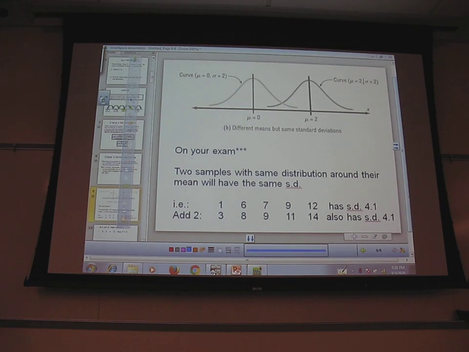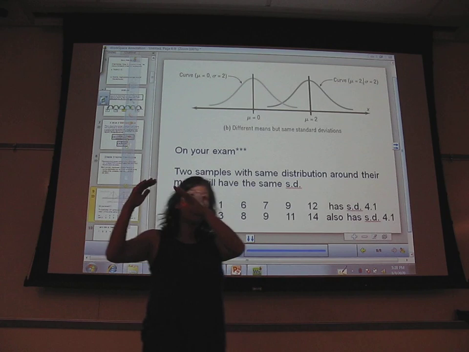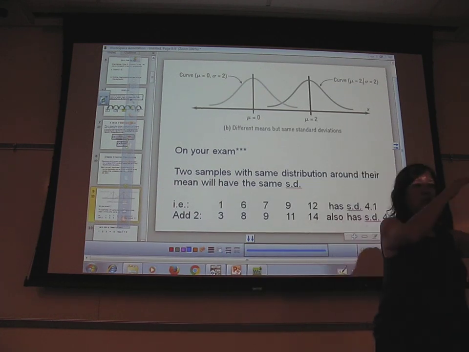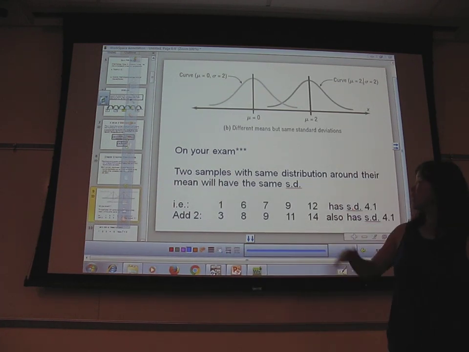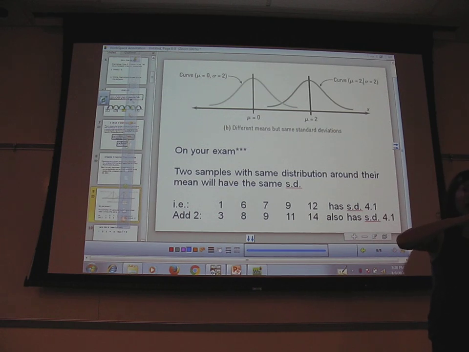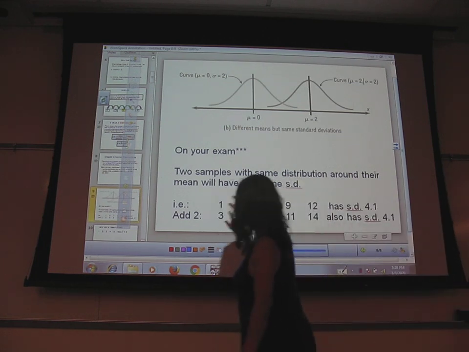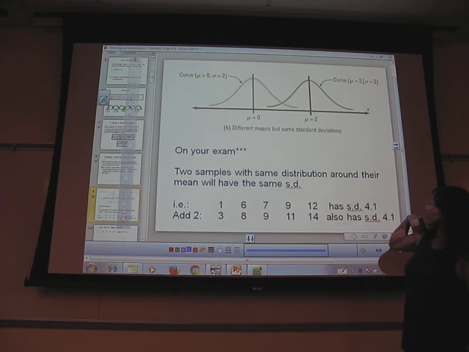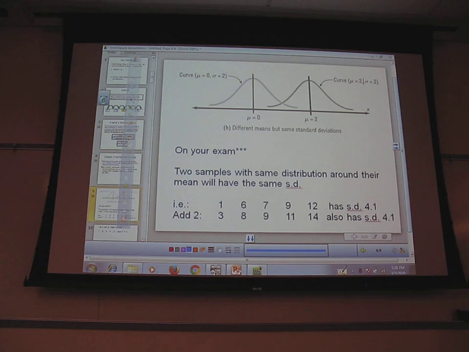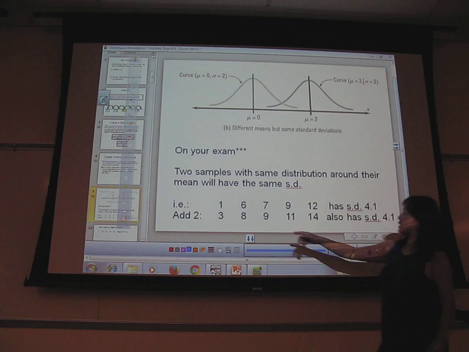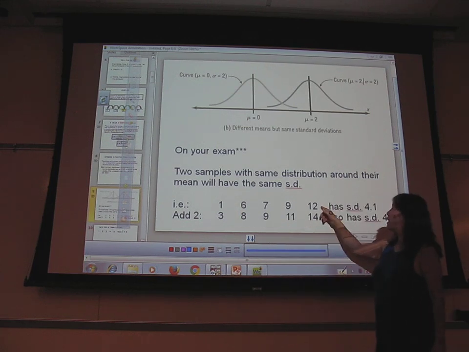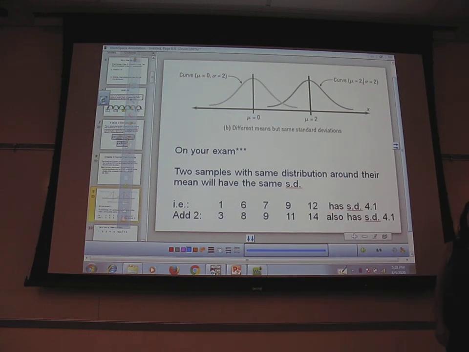Right, so the mean kind of says, where is it centered? Where is this kind of hill centered? And then the standard deviation says, is the hill a really wide, flat hill, or is it kind of scrunched up, tall hill, right? How spread out is it? Remember, if I take two samples that have the same distribution around their mean, they will have the same standard deviation. So here, see these numbers? They have a standard deviation of 4.1.